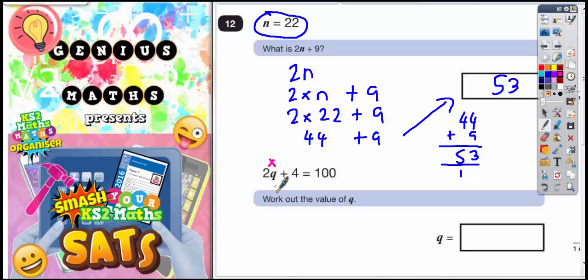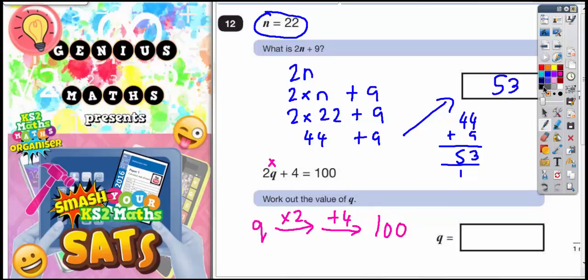Now what I always suggest to people to answer these questions is think of it like an I'm thinking of a mystery number question, and do a number machine to help you work it out. So if the mystery number we'll call Q, then we've got 2 of them. So we're doing a little number machine here, and if we've got 2 of them, we're timesing by 2. Then we're adding on 4, and out pops the other side 100.